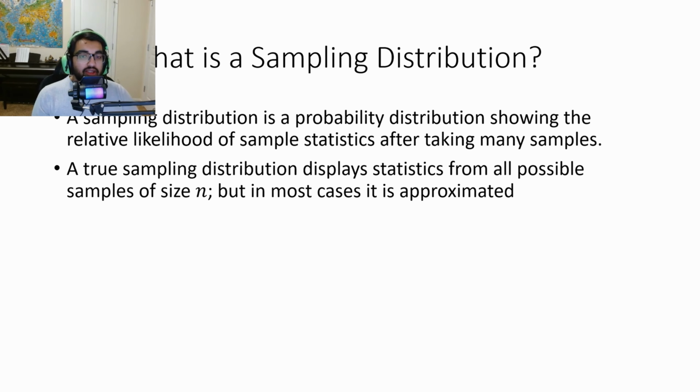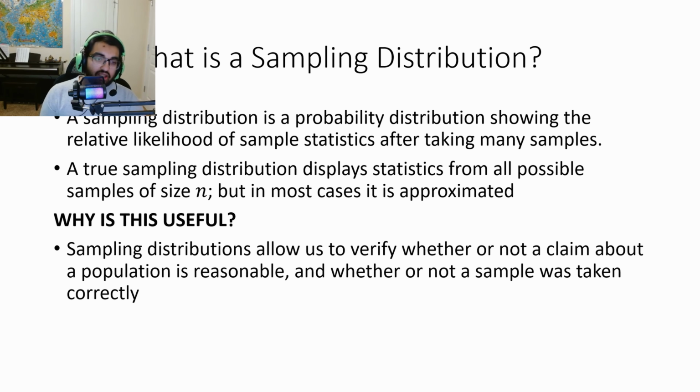So a true sampling distribution displays statistics from all possible samples of size n, but in most cases it's approximated. Because when you have samples of large size, your population distributions are going to have massive numbers because you're taking every possible combination from every possible sample of that size. And that gets to be really, really large, which is not possible in the real world most of the time.